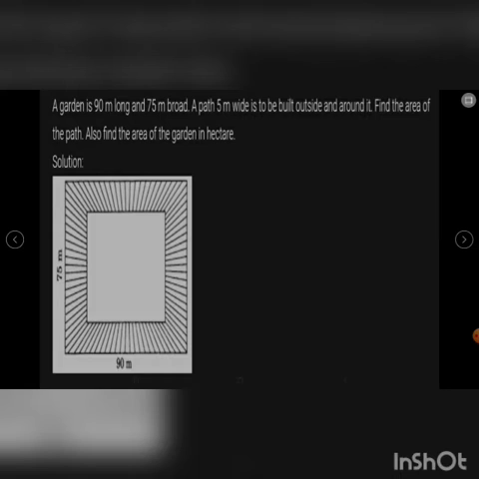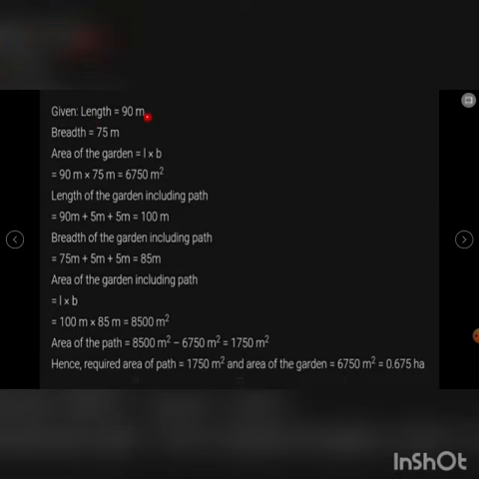We can find the area of the garden because the garden is a rectangle shape, isn't it? And its length and breadth are given, so we can directly find the area. What is the area of a rectangle? If length and breadth are given, the area is length into breadth. Length is given as 90 meter, breadth is given as 75 meter. Both are given in the same unit. So the area of the garden is 90 meter into 75 meter, you will get 6,750 meter square. So this is the area of the garden alone.